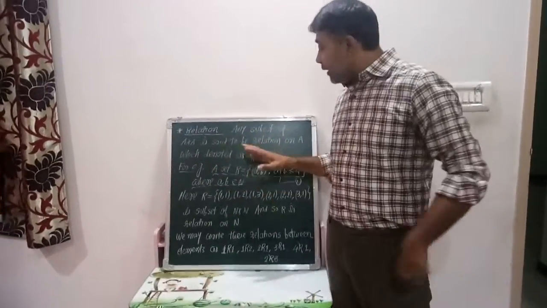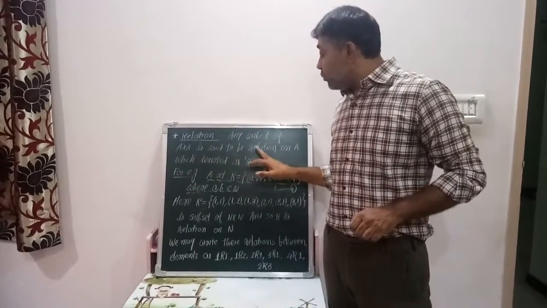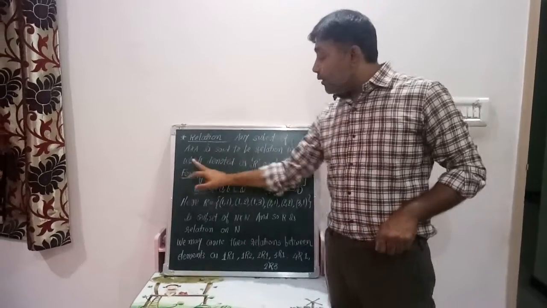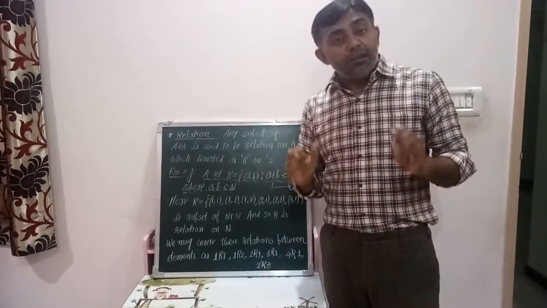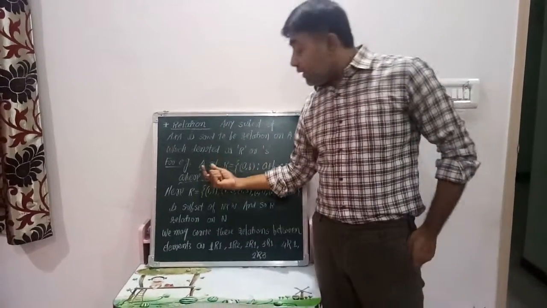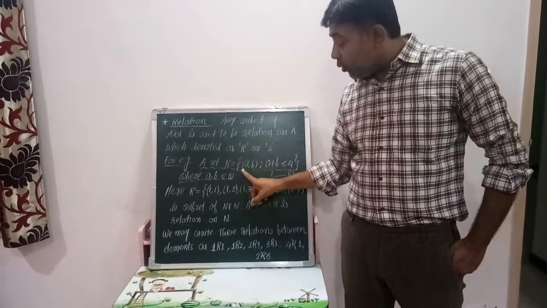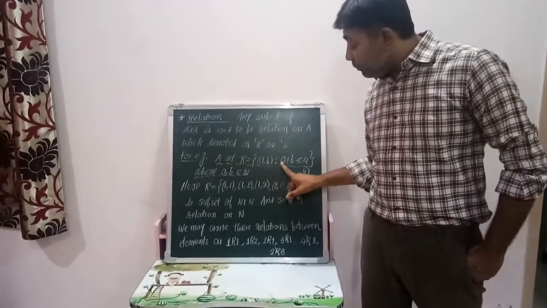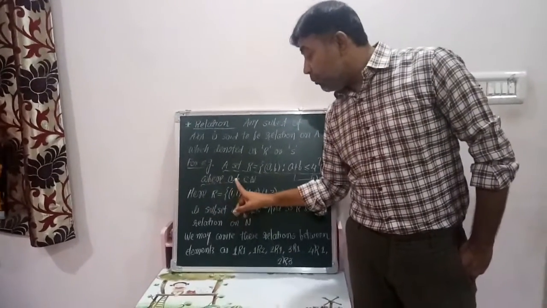Relation, we know very well that any subset of A cross A is said to be a relation on set A, which is denoted as set R or set S. It means a relation is also a set. We know that. See, one simple example is this: a set R is the ordered pairs (a, b), where a plus b is less than or equal to 4, where a and b belong to N.